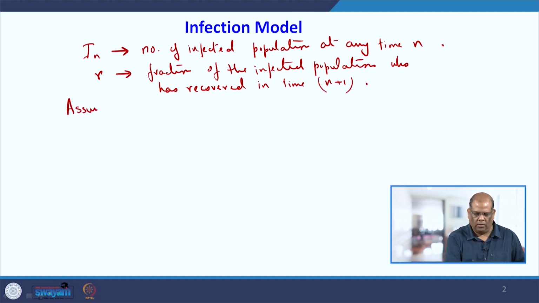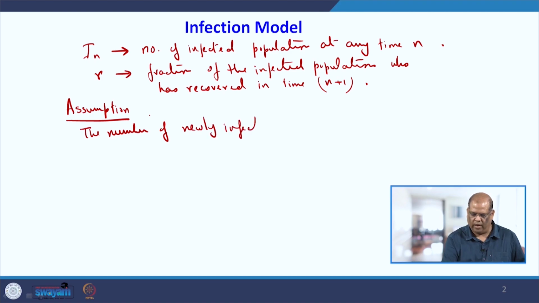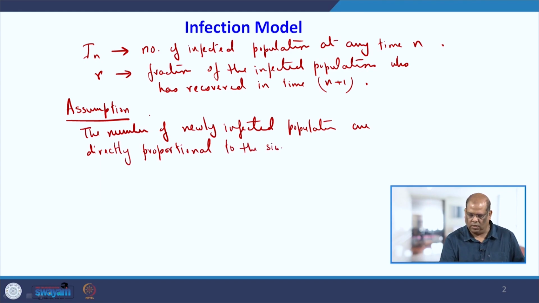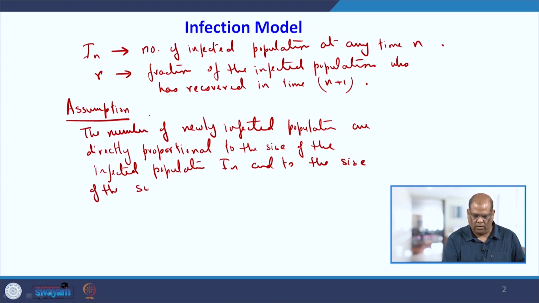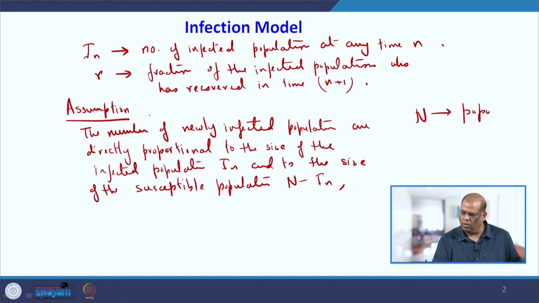Now, the assumptions are the number of newly infected population are directly proportional to the size of the infected population I_n and to the size of the susceptible population N minus I_n, where N is the population size.